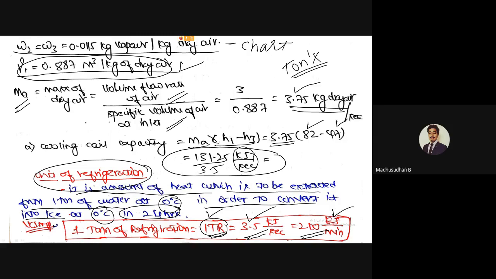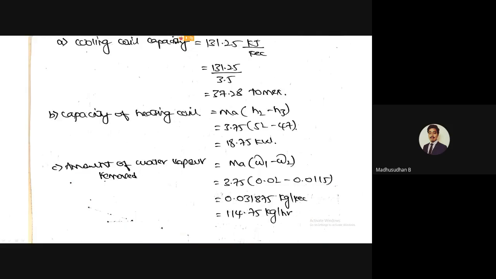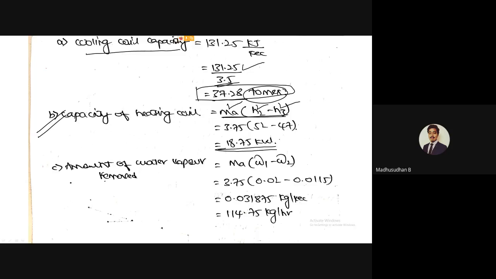It is in kilojoules per second, so I have to divide this by 3.5. I have done it here: the cooling coil capacity, 131.25, divided by 3.5, so that it gets converted into the value in tons. Similarly, you have to calculate the capacity of the heating coil. Capacity of the heating coil is given by H2 minus H3. You got these values from the psychometric chart. This you have calculated, so this would be 18.75 kilowatts.